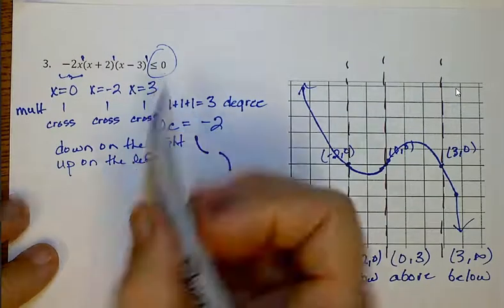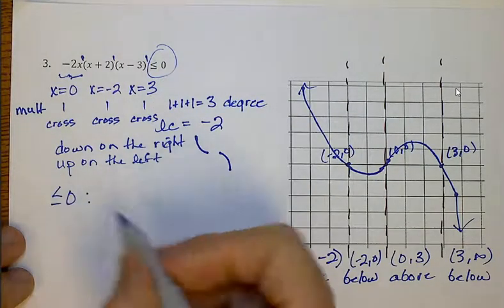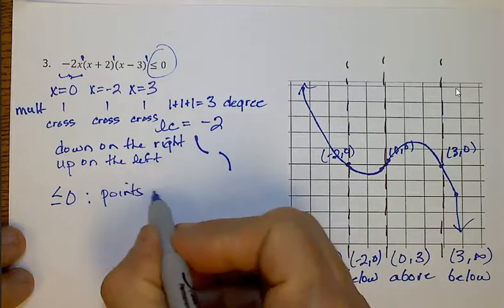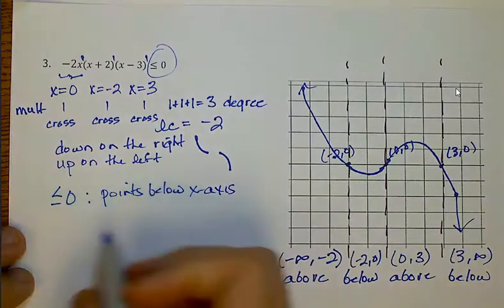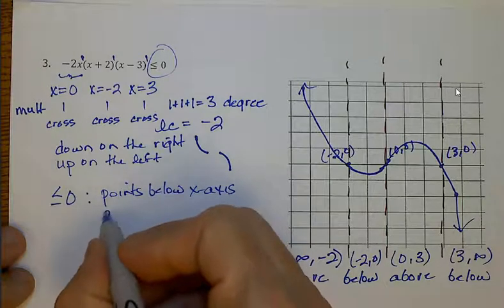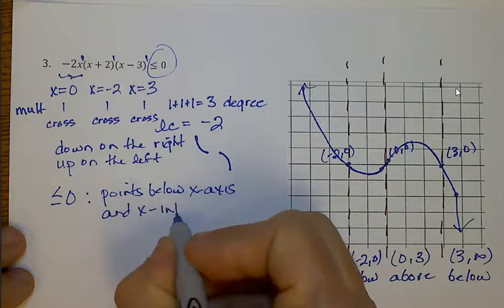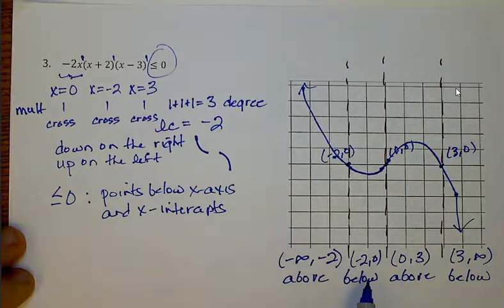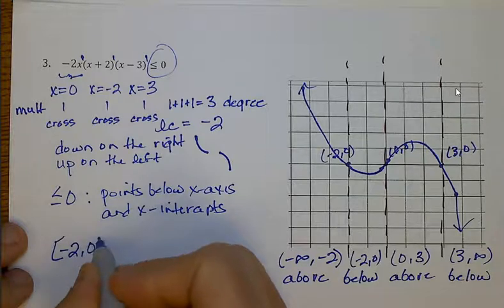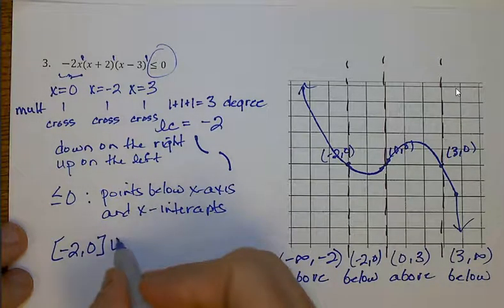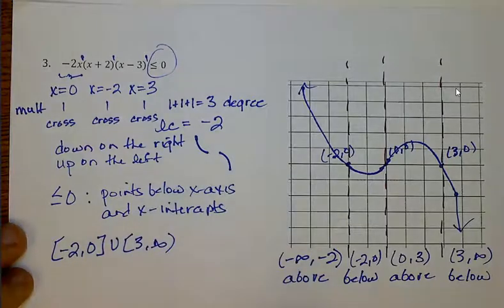Since this was a less than or equal to 0, that means I'm looking for points below the x-axis, since this was a less than. And then the equals means I'm also going to include my x-intercepts. I'm looking for these intervals where I said the points were below the x-axis, this one and this one. To include my x-intercepts, I'm going to make each one of these into a bracket instead of a parentheses. So for this one, I would have brackets for the -2 and the 0, and this one I would have a bracket with the 3. And that's my solution.